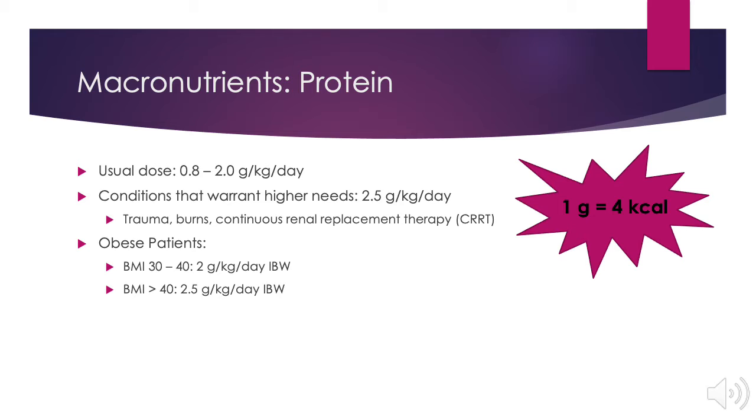The approach for protein dosing in obese patients varies depending on the guidelines that you read, and one approach is to use 2 grams per kilo of ideal body weight if the patient's body mass index, or BMI, is between 30 to 40, and 2.5 grams per kilo of ideal body weight if the patient's BMI exceeds 40. Of note, it is important to commit to memory that 1 gram of protein is equivalent to 4 kilocalories.